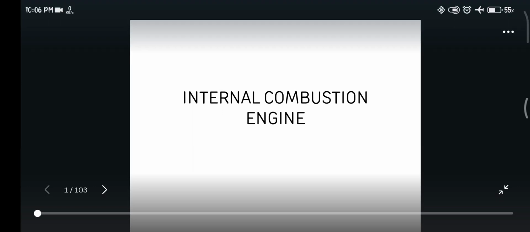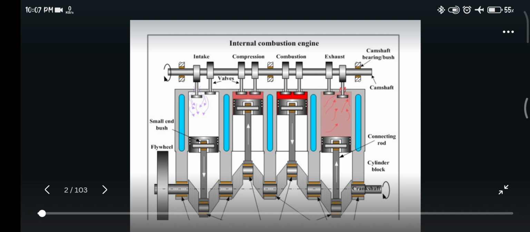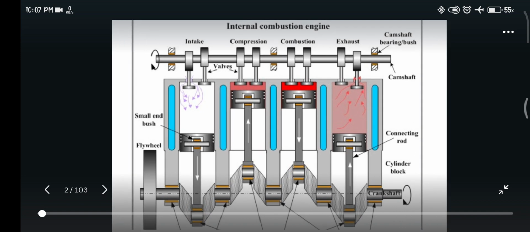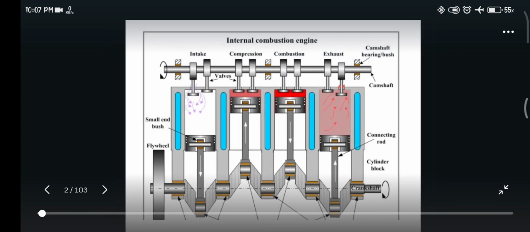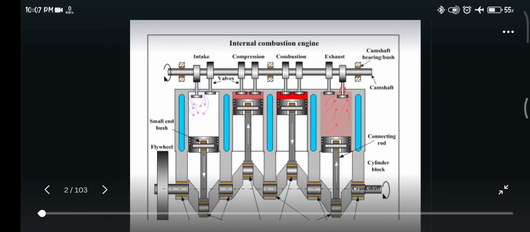Internal combustion engine. Intake, compression, combustion, exhaust. Piston, cylinder arrangement, crankshaft, cylinder block, connecting rod, camshaft, bearing bush, exhaust, small end bush, flywheel.